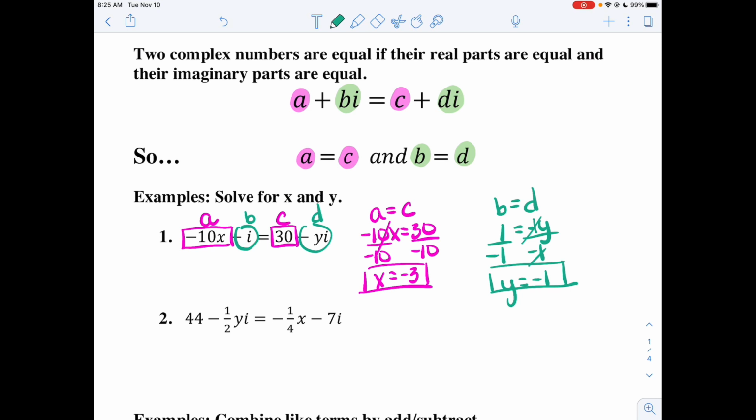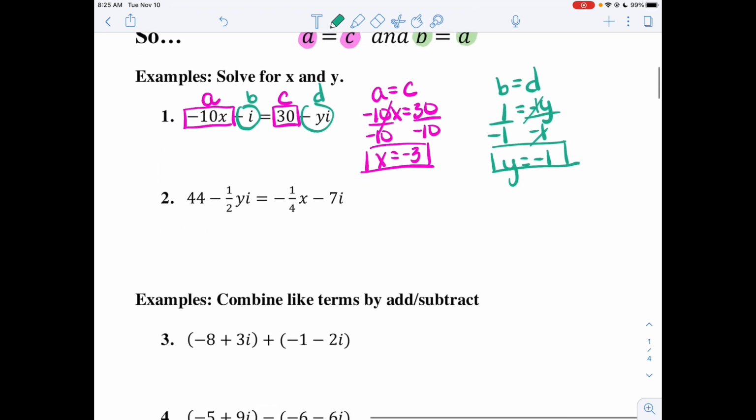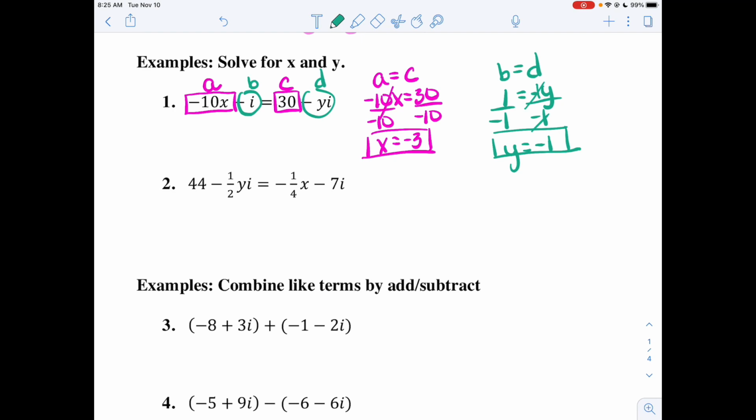Let's go ahead and look at another example. So in this example, number 2, I can identify real and imaginary parts again. So my real part, my a value is 44, and my real part on the other side is -1/4 x, so that will be c. So again, a is equal to c, and so I can say that 44 is equal to negative 1 over 4 x.